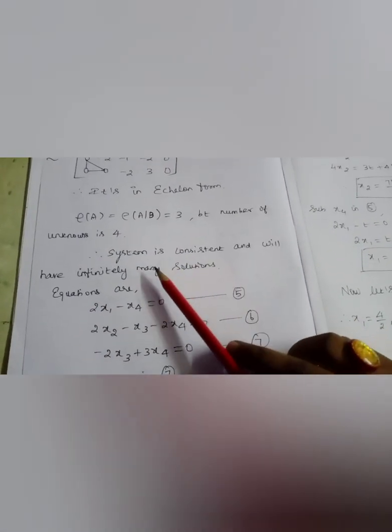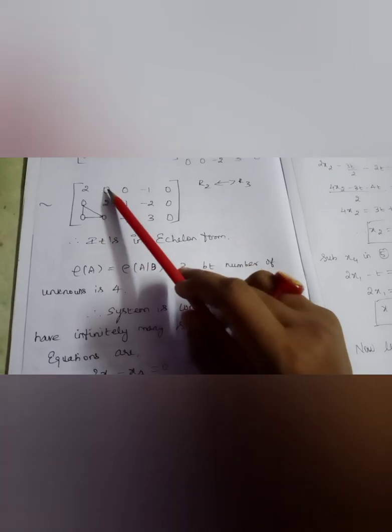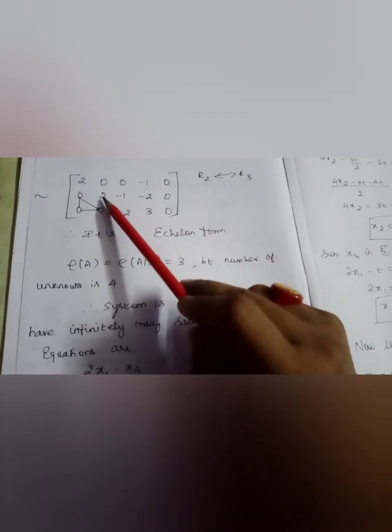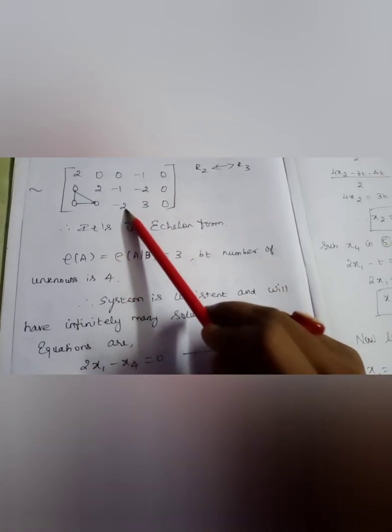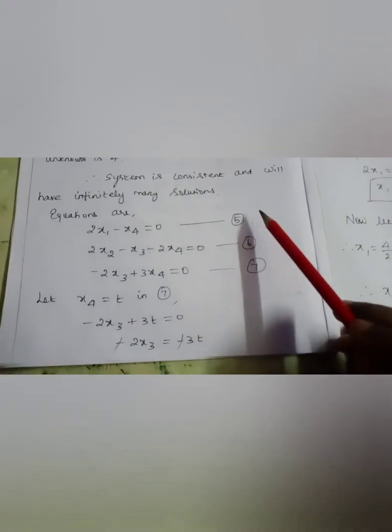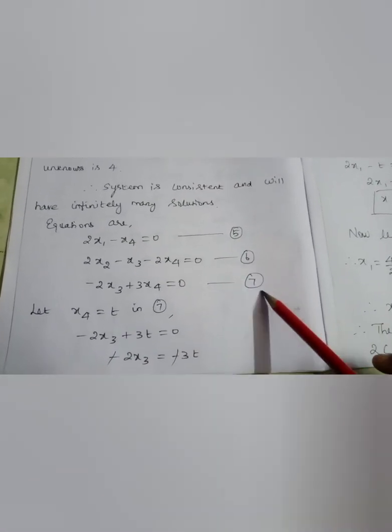So we will go for the system is consistent and it will have infinitely many solutions. So write down the equations here. This is x1. So 2x1, no x2, no x3, minus x4 is equal to 0. And here it should be 2x2 minus x3 minus x4 is equal to 0. And this is minus 2x3 plus 3x4 is equal to 0. See, I have written it here, naming them as 5, 6, 7.